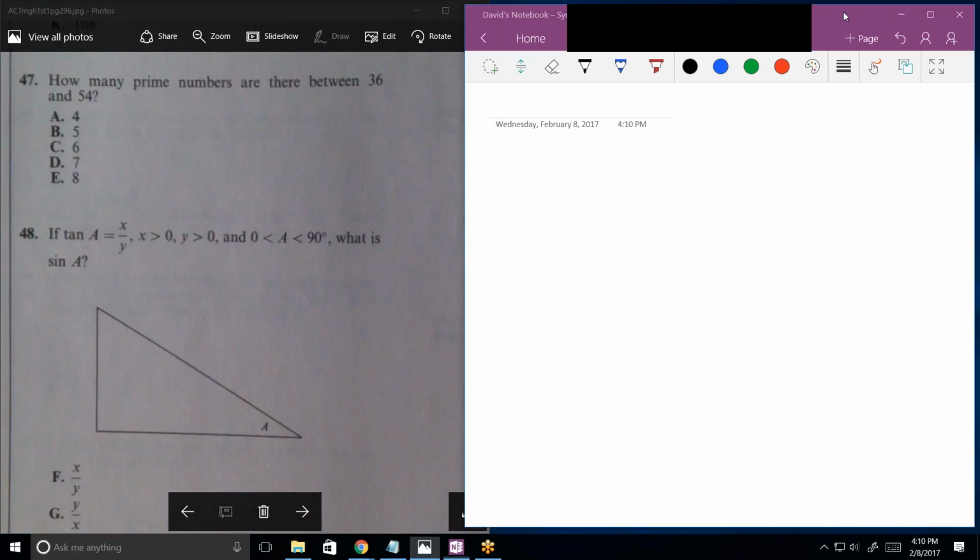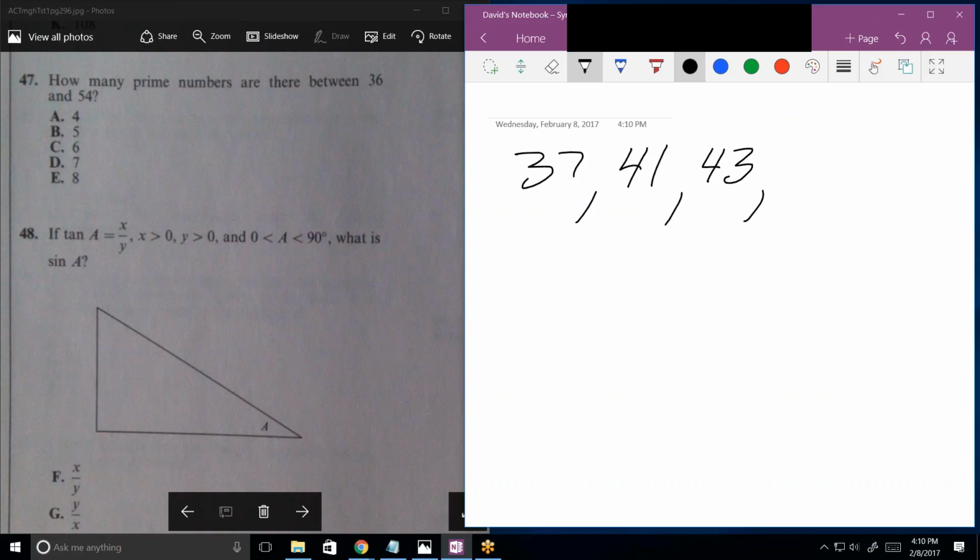How many prime numbers are there? 37 is a prime number. 41: we only consider odd numbers, obviously. 41, nothing divides into 41. 43, nothing divides into 43.